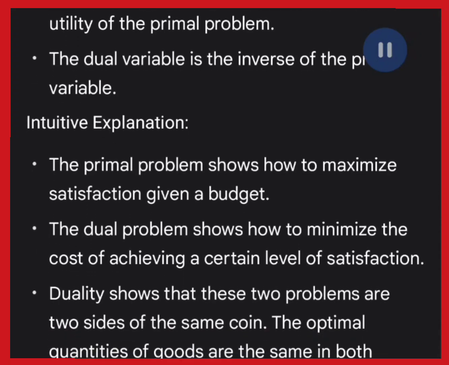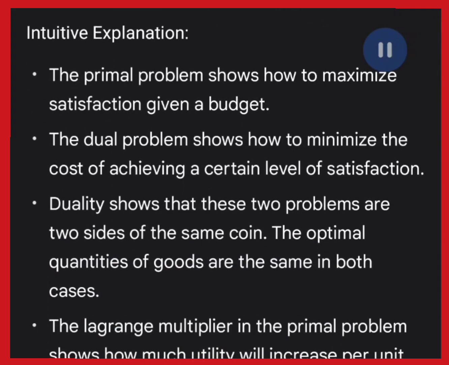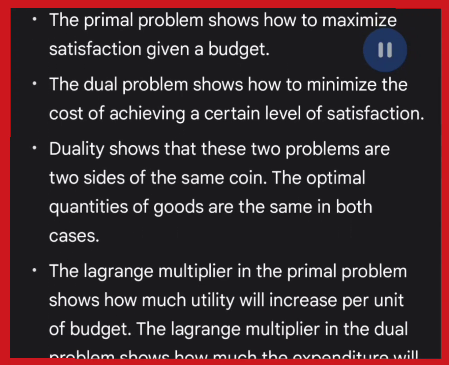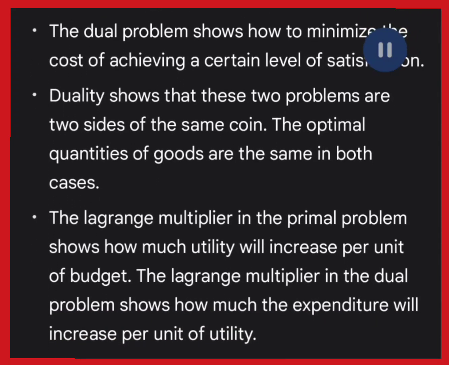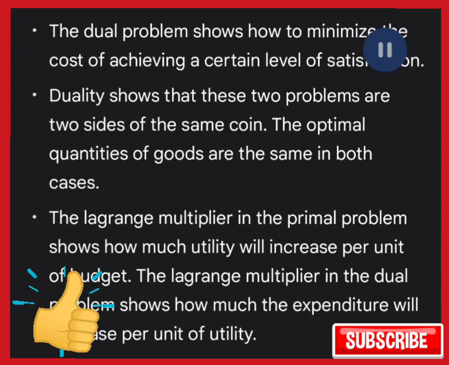Intuitive explanation. The primal problem shows how to maximize satisfaction given a budget. The dual problem shows how to minimize the cost of achieving a certain level of satisfaction. Duality shows that these two problems are two sides of the same coin. The optimal quantities of goods are the same in both cases. The Lagrange multiplier in the primal problem shows how much utility will increase per unit of budget. The Lagrange multiplier in the dual problem shows how much the expenditure will increase per unit of utility.